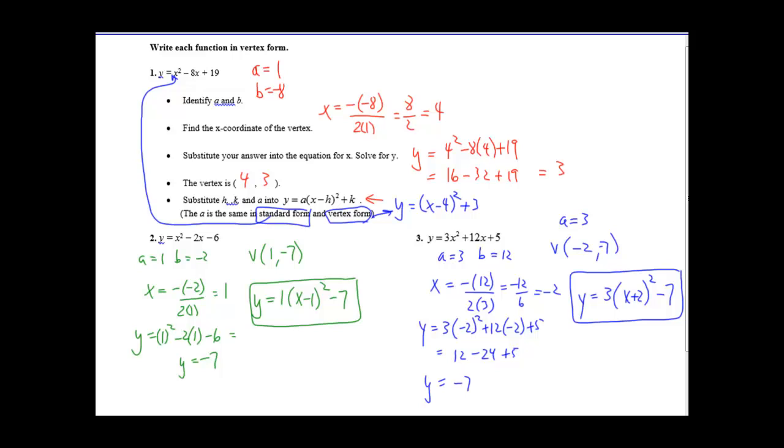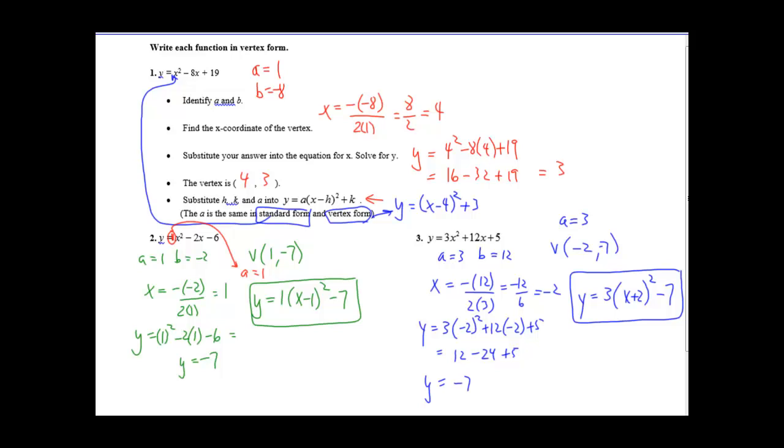Let's check. By solving for the shortcut method, we get the opposite of negative 2 divided by 2. So x equals 1. Input the 1 to get negative 7 for y. So our vertex is 1, negative 7. If we notice over here, a equals 1. So if we rewrite our equation, we write y equals 1 times the quantity x minus 1 squared minus 7.